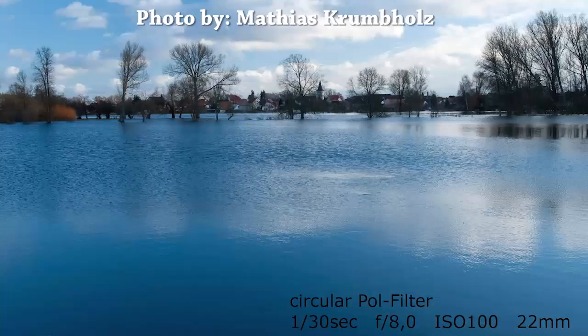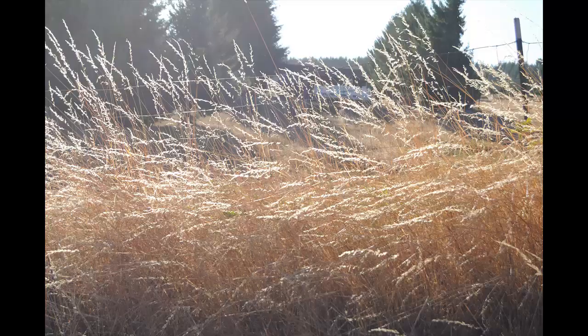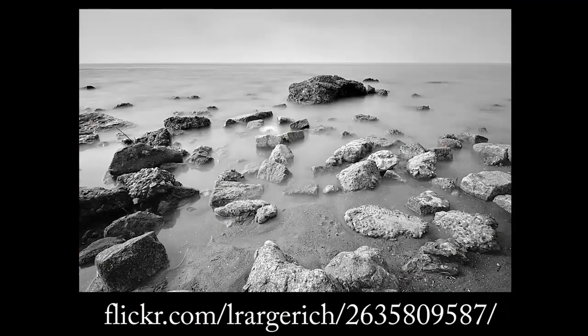So this is a regular photo, 1/30th of a second, and here it is again with a minute long exposure. And you can see that the sky is blurred above on the top there, and the water is also blurred. It looks completely smooth. Here's just some wheat I took a picture of, and here's another one that I took for 30 seconds using the ND400 filter.